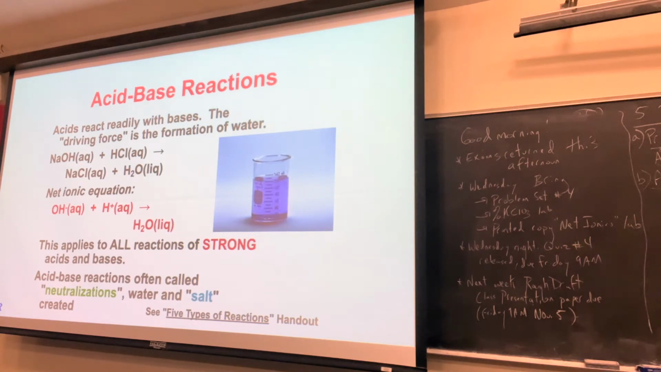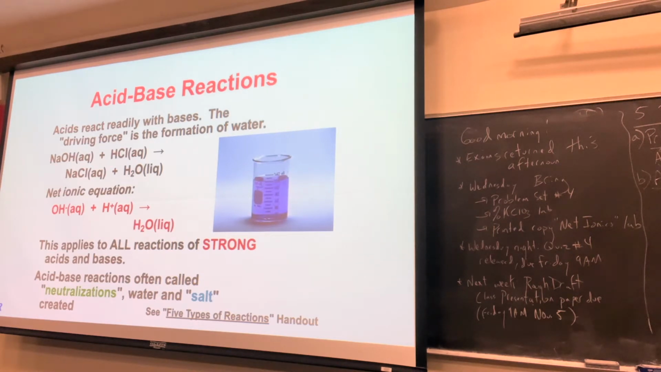But the interesting thing is that when you have an acid and a base come together, you always make water and a salt. In this case, the salt is sodium chloride, which is like table salt. However, it doesn't have to be NaCl. You might be able to make potassium chloride if you started with potassium hydroxide.